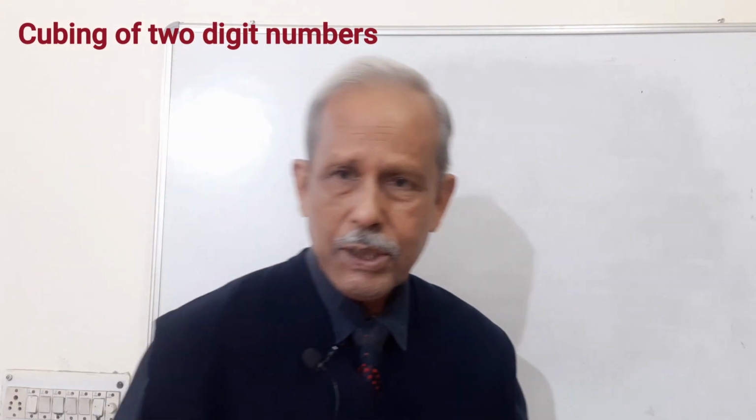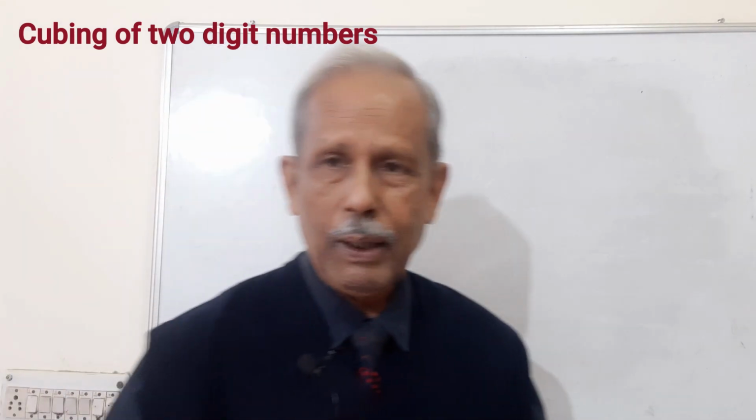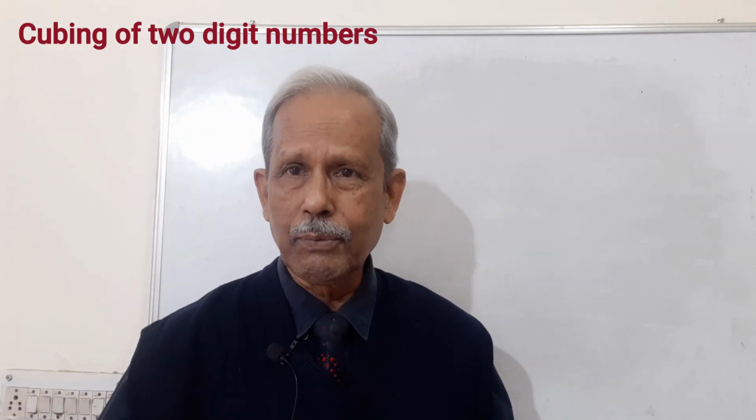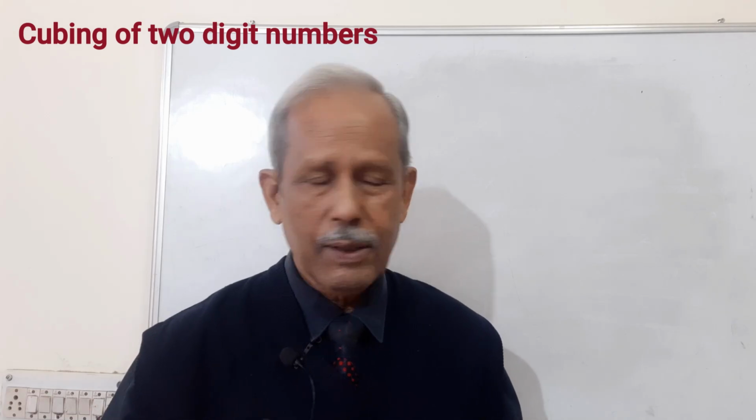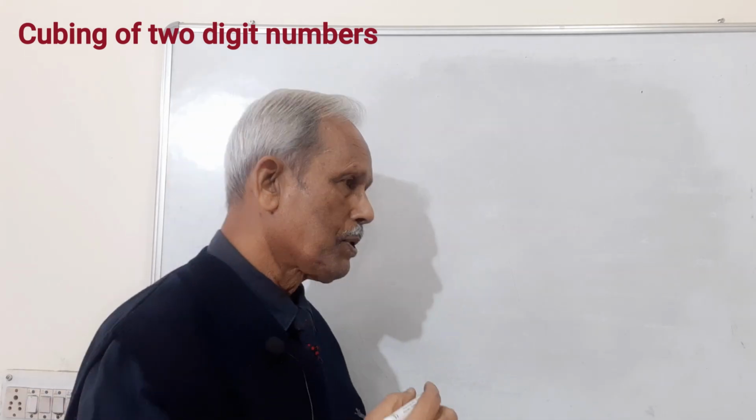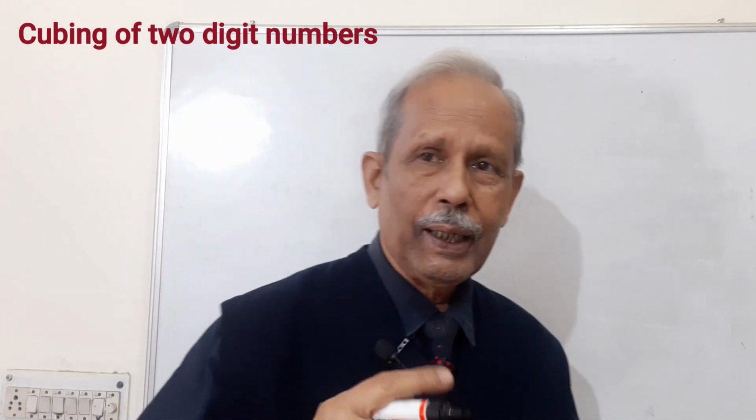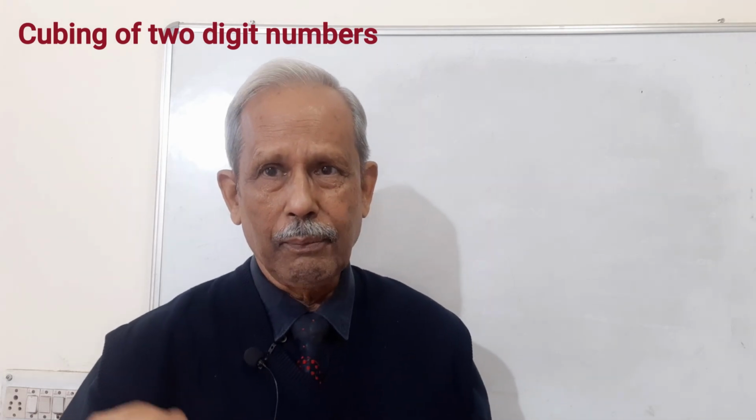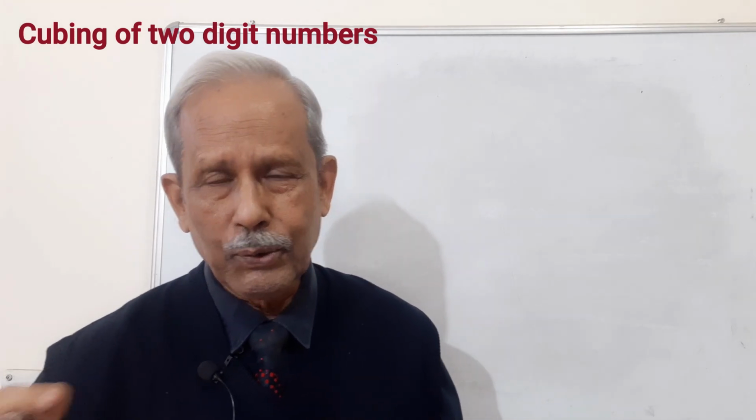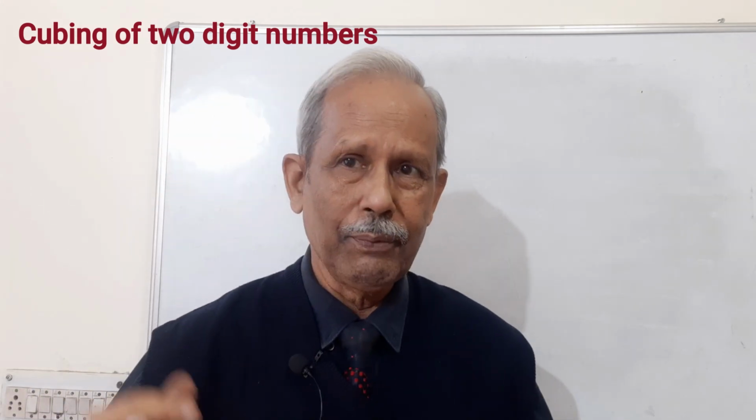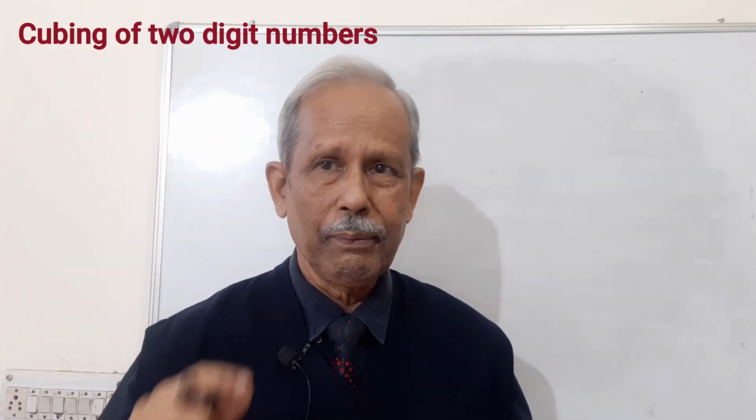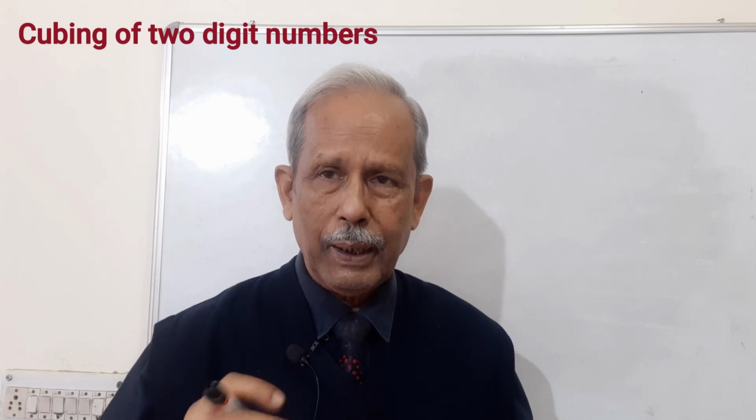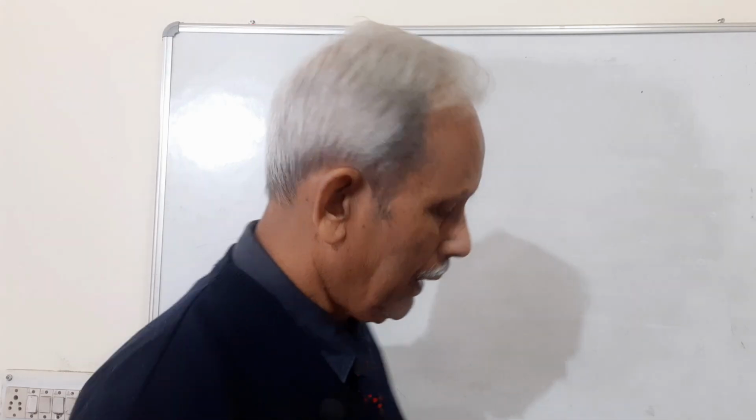Cubing of numbers means what? When you multiply any number 3 times continuously. Say for example, when you say 2 into 2 into 2, it becomes 8, it's cubing because 2 is multiplied 3 times. Similarly, 5 into 5 into 5 is 125, it's cubing. So, how to make cubing of any two-digit numbers?